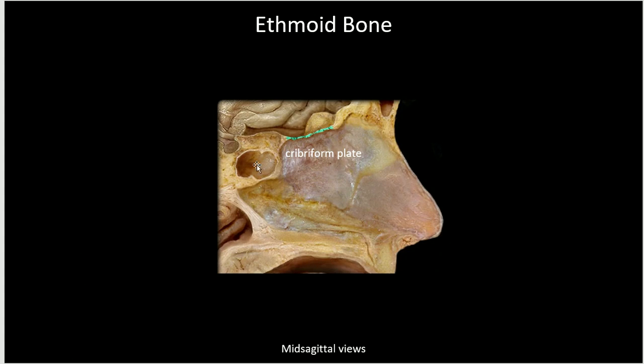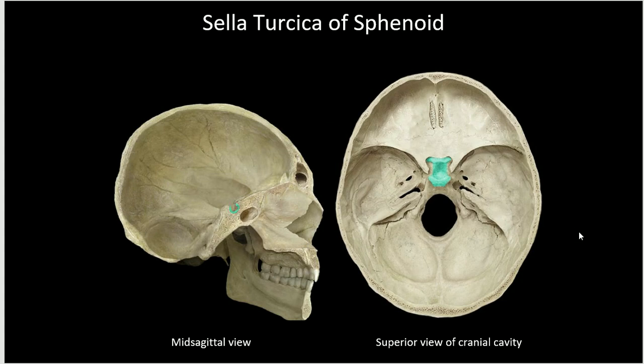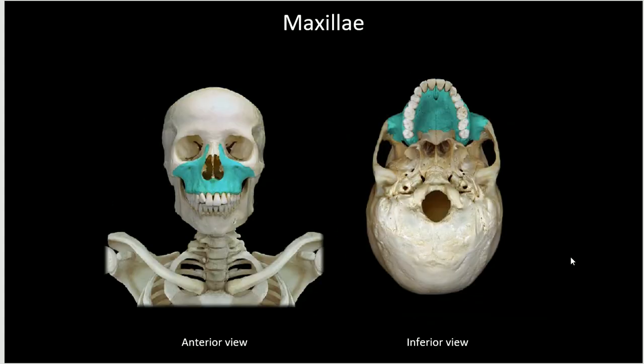All right, so ethmoid bone. So here's that cribriform plate we were talking about. It's right there. Sella turcica of the sphenoid. So here it is specifically. There's another superior view of cranial cavity, but the mid-sagittal view is the best one for the sella turcica. Here's the maxilla. So these 2 bones fuse right here.